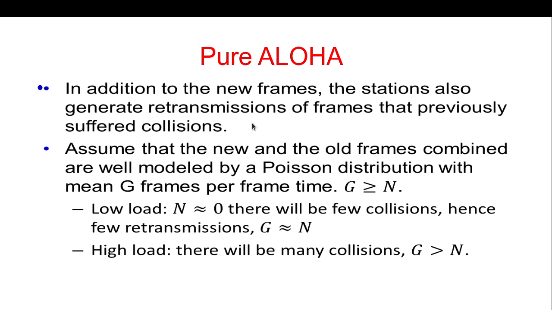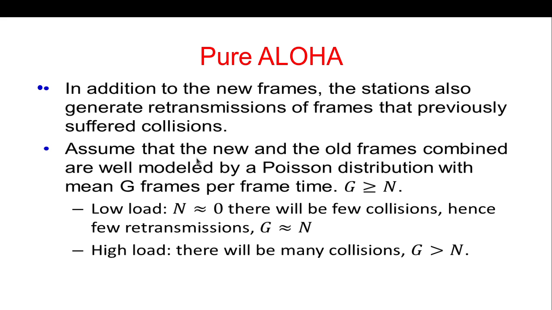Now we have previously seen that if more than one frame is there in the channel at the same time, in the same frame time, they are bound to collide, and the collided frames will be detected by the stations, and these collided frames will be retransmitted. So there will be original frames being transmitted, and in addition to that, if some frames collide, those frames will be retransmitted.